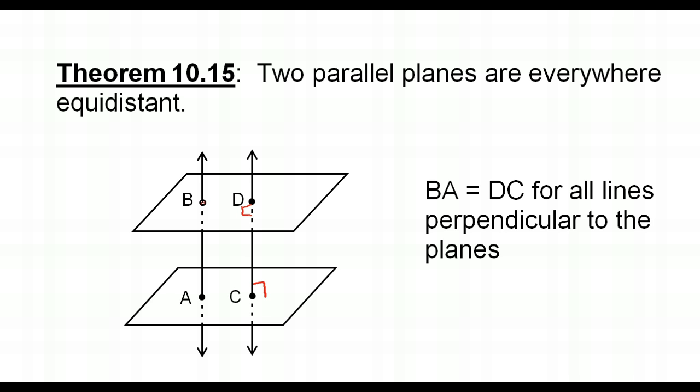So it's the same distance over here from A to B as it is from D to C. If they're not the same, then if you thought about one plane being tilted a little bit so the distance isn't the same everywhere, then eventually those planes would run into each other and then they wouldn't be parallel anymore.